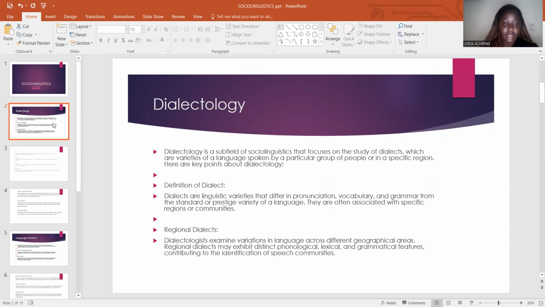Regional dialects. Dialectologists examine variations in language across different geographical areas. Regional dialects may exhibit distinct phonological, lexical, and grammatical features, contributing to the identification of speech communities.